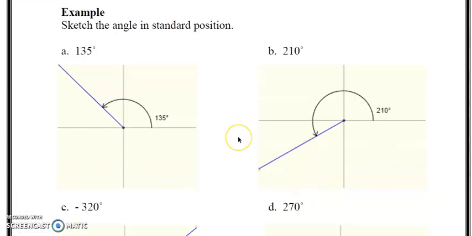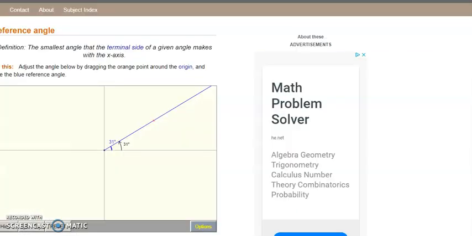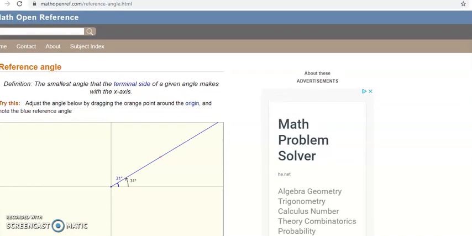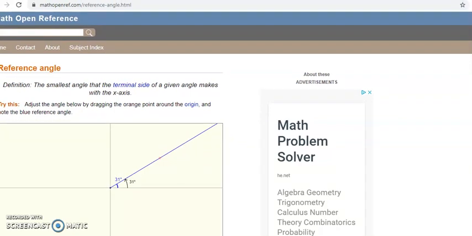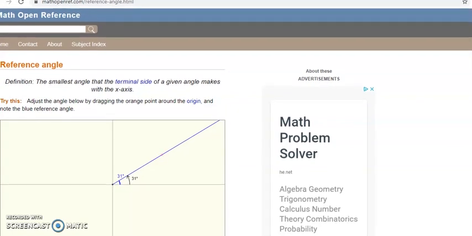Let's look at the first example. It says sketch the angle in standard position 1 through 5. So I found a neat little website that allows you to draw these pretty neat, and that's where I got these pictures from. It's probably better out there, but this is something I've been looking at. It works pretty well. It's called mathopenref.com. I will post that link in the classroom so you have it.